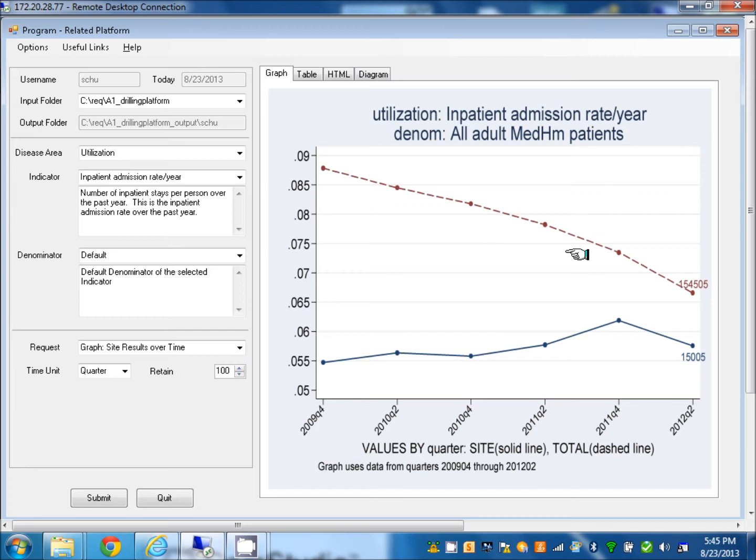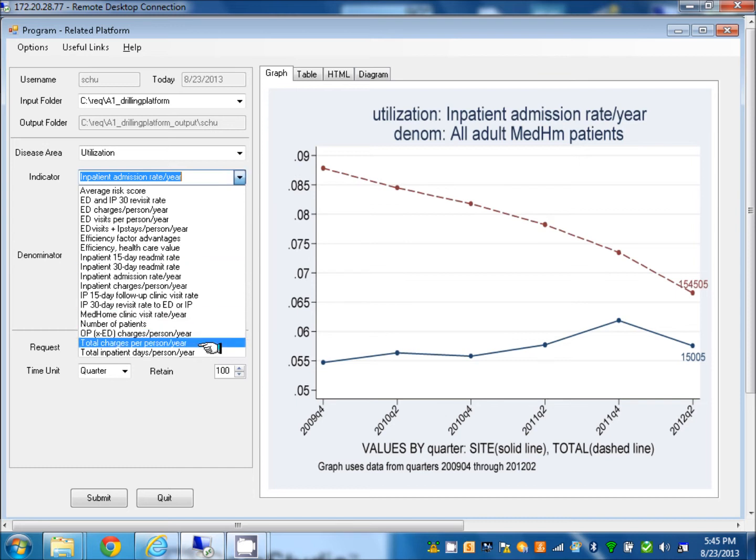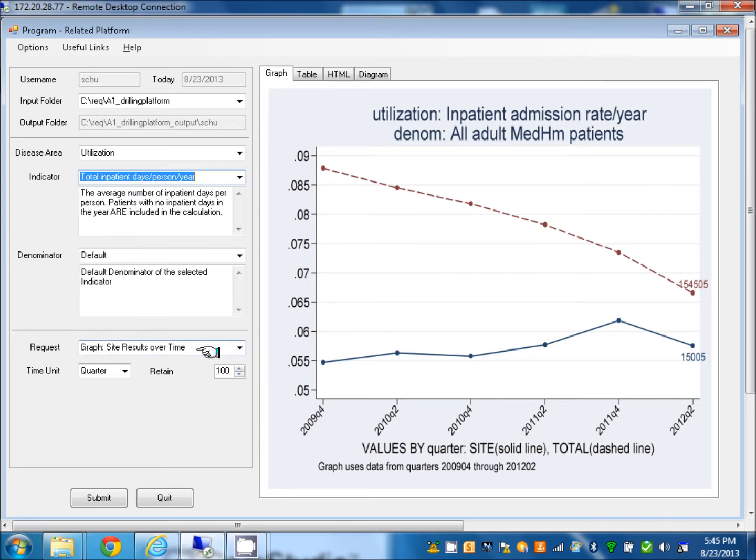This measure, like all measures in the utilization section, is adjusted for patient demographic and insurance status differences across sites. Also, in the utilization section, the graph's system levels are actually levels for the rest of the system with the site removed. For example, this graph compares Lolly Kemp admission rates to the aggregated admission rates across all other sites except Lolly Kemp. Closely related to inpatient admission rates is the average number of inpatient days per person over the past year.